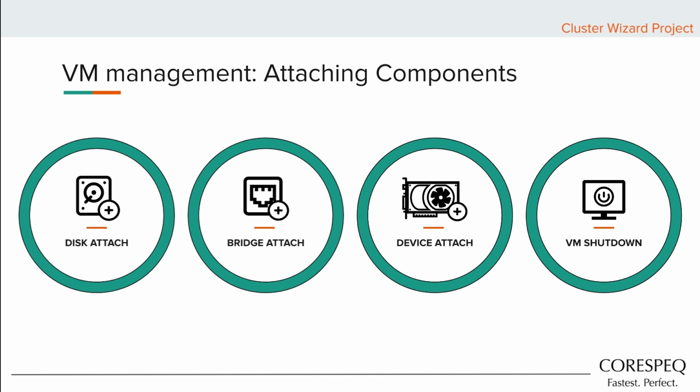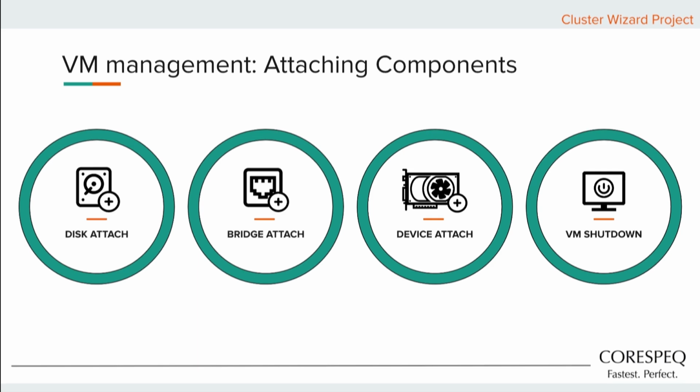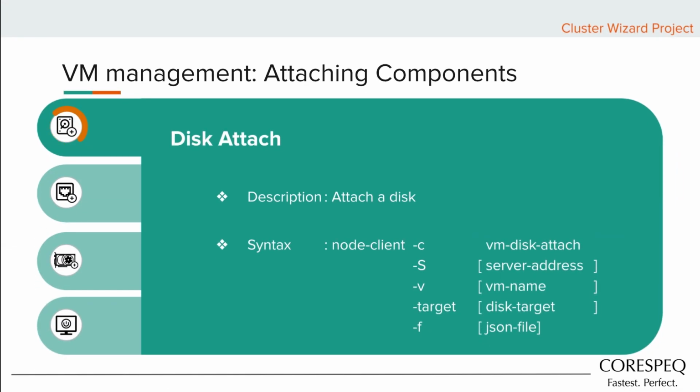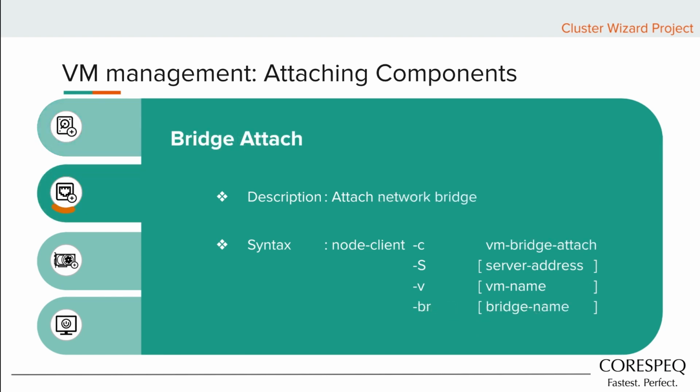Let's have a look at the syntax for the VM management commands used for attaching components. The VM disk attach command creates and attaches a disk to the server's VM using the specified JSON file. This command needs the server address, VM name, disk target, and the JSON file as the inputs. The VM bridge attach command is used to attach a network bridge to the server's VM. This command needs the server address, VM name, and bridge name as the inputs.